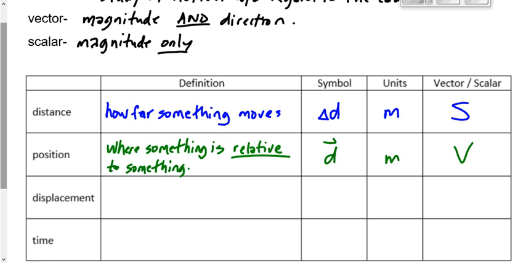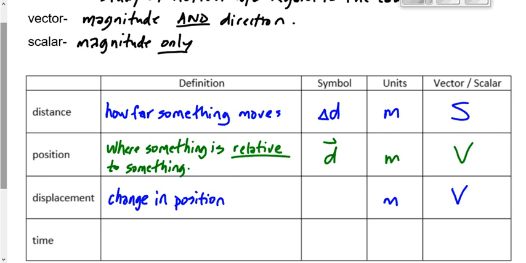Displacement. I'll just define that one. This is defined as a change in position. So Jane's position was 27 kilometers north of Dairy Queen. Then her position was 29 kilometers north of Dairy Queen. Her displacement is her change in position. So her displacement would be 2 kilometers north, right? The change from 27 to 29. That's going to be a vector because position's a vector. The units are going to be meters.